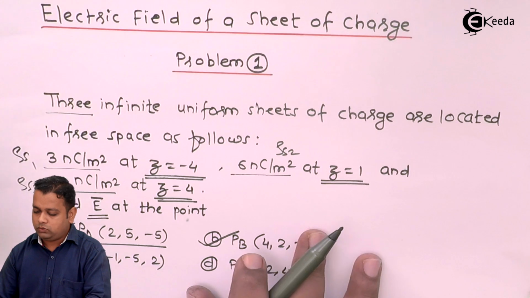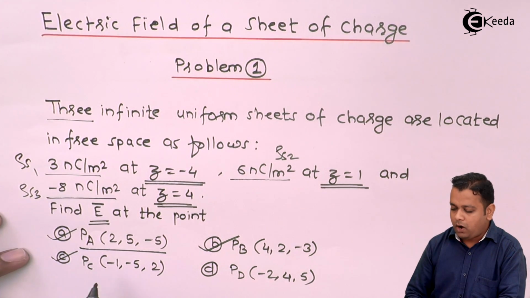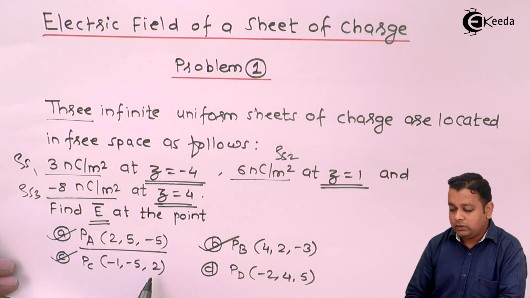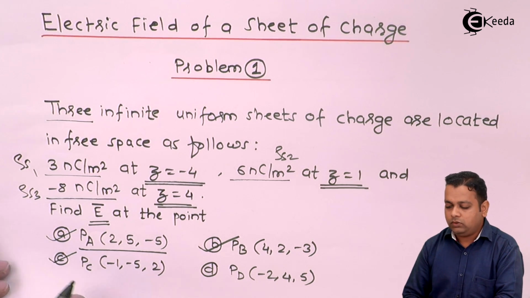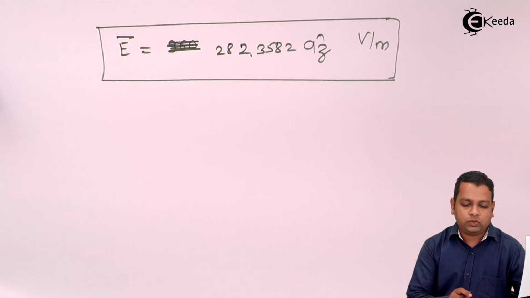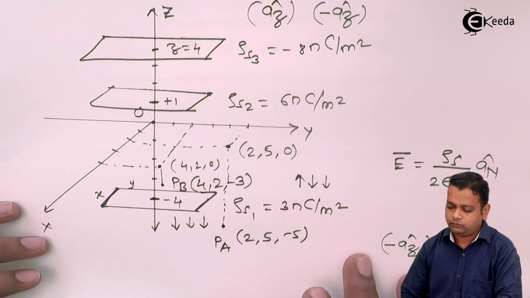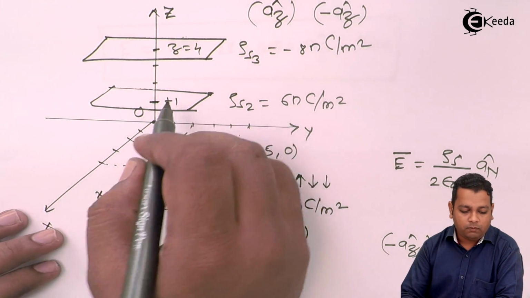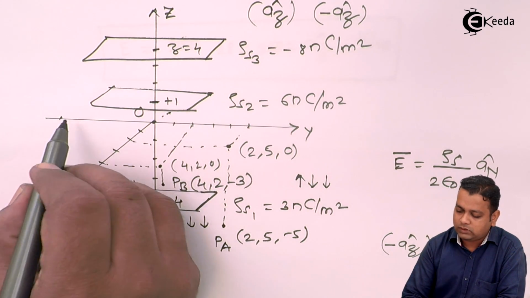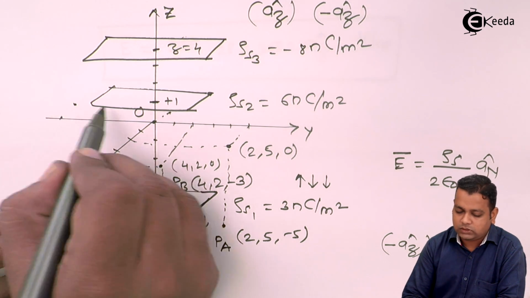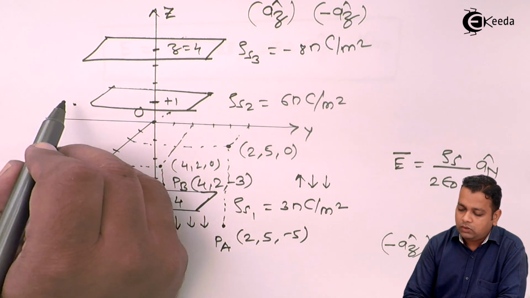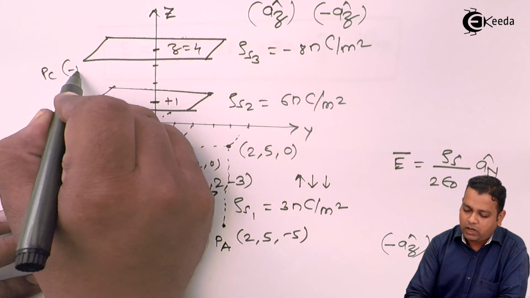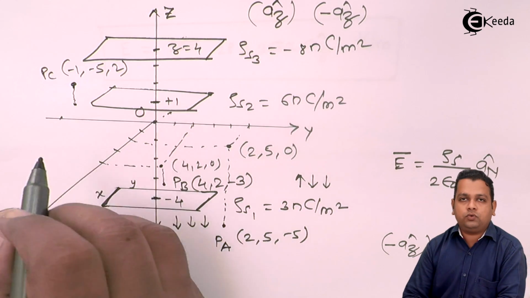Now let us focus on part C. For part C, we have point PC having coordinates -1, -5 and 2. Z coordinate is 2. Okay, so let us plot it in the diagram. In the diagram the point is -1 unit on the x-axis, -5 units on the y-axis, so it should be somewhere here at the intersection, and then 2 units to be lifted up. So here it is the point PC having the coordinates -1, -5 and 2 units.